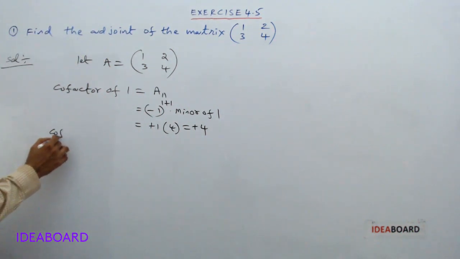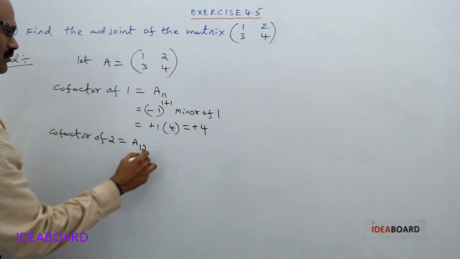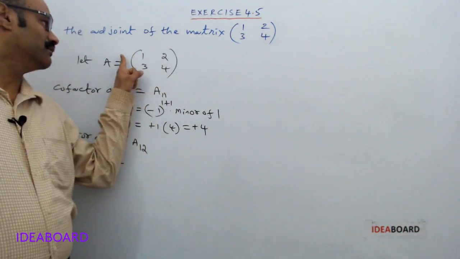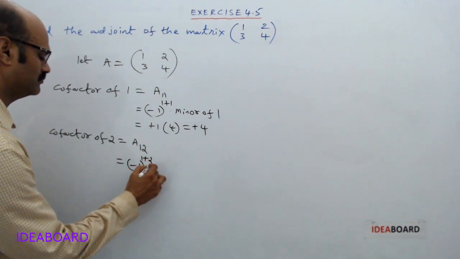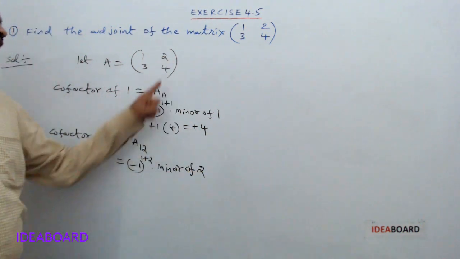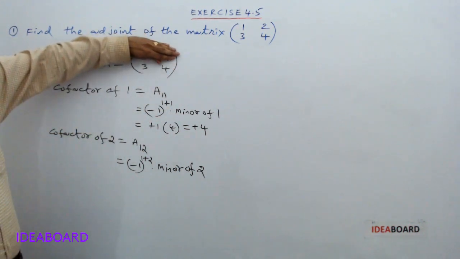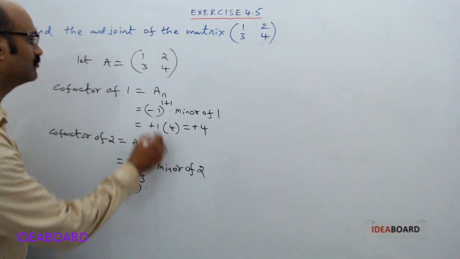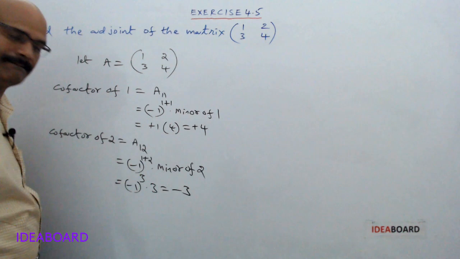Cofactor of 2 equal to A12. The element 2 lies in first row and second column. So A12 equals minus 1 whole power 1 plus 2 into minor of 2. Minor of 2: we close the second column and first row, then we have the element 3 here. So equal to minus 1 whole power 3 into minor of 2 equal to 3. So equal to minus 3.